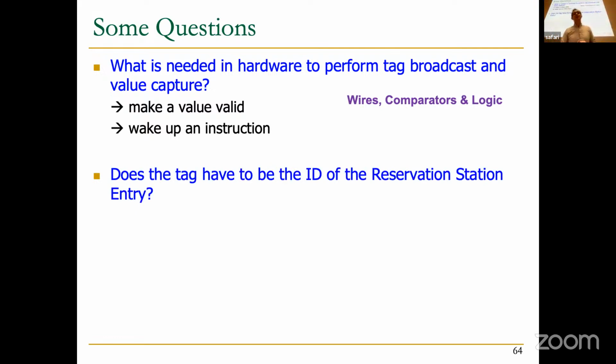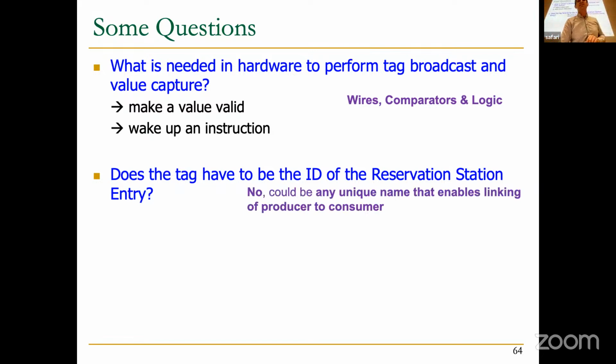Does the tag have to be the ID of the reservation station entry? Basically, I said that this is not necessary. As long as you can link the producer to the consumer with a correct and common tag, that's fine. It could be the reorder buffer entry. You just need to connect the producers to the consumers accurately. In this case, we happen to use the reservation station entry, but it could be any unique name that enables linking of the producer to the consumer. It doesn't need to be anything specific to the hardware or to any buffer. It could be some namespace that you happen to allocate and deallocate.